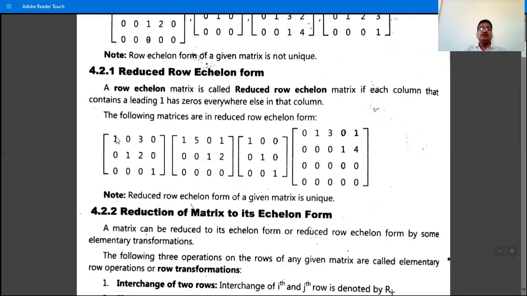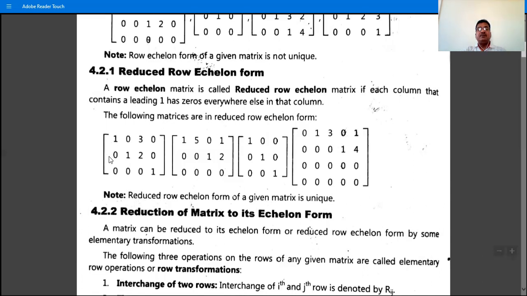If you observe this matrix, first it is in row echelon form because all three conditions are satisfied: every non-zero element of each row is 1, and the leading one of a lower row is to the right of the leading one of the upper row. And also this condition is satisfied, that each column that contains a leading one has zeros everywhere else in that column.